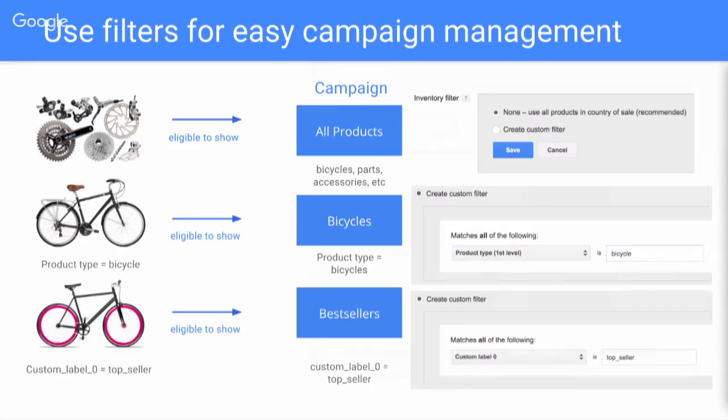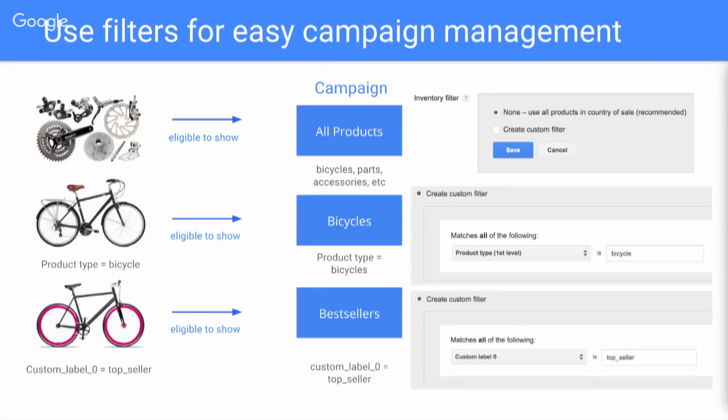Now looking at the next option, the product type can be set to bicycle. Let's say you want to promote your new bicycles that your business has just released. In order to do that, you would have to create a custom filter and set the filter type to equal bicycle.